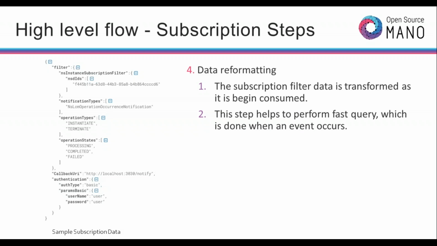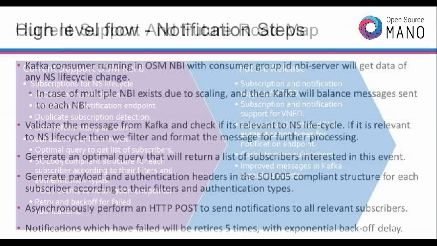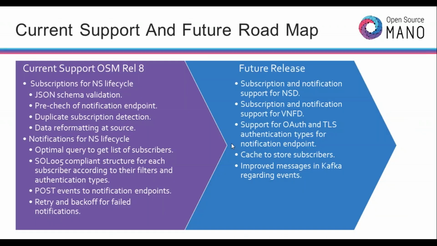So in future releases and roadmap, what we have is to support the same set of functionalities for network service descriptors and VNFDs. For authentication, currently it supports no authentication and basic authentication, and we have planned to support OAuth and TLS in future. And the cache is something we are trying to bring in via Redis.